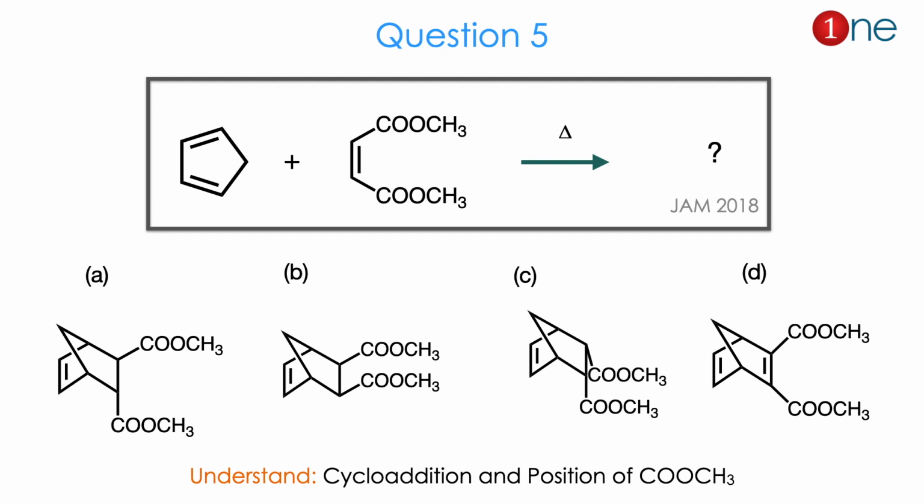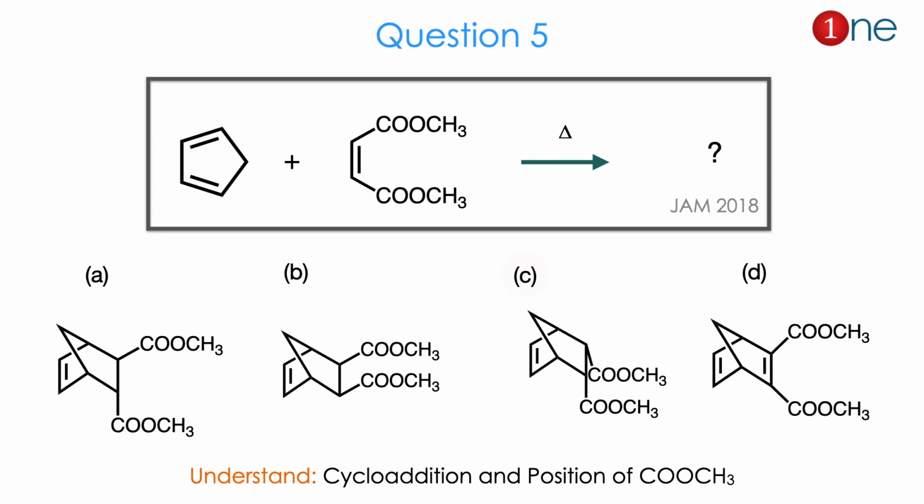Then question number 5. The starting materials are a diene and a dienophile. Cyclopentadiene is given, and the dienophile is an alkene attached with an ester group. You are heating it up, and they ask you to find the product. The products are bicyclic systems with cis ester group, trans ester group, as well as the group above the plane and below the plane. So there are 4 possibilities.